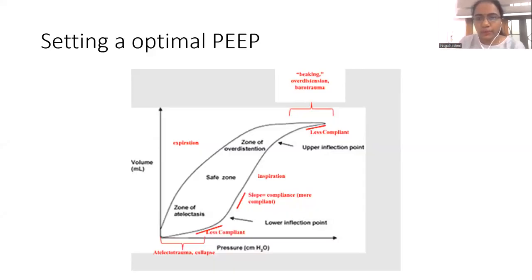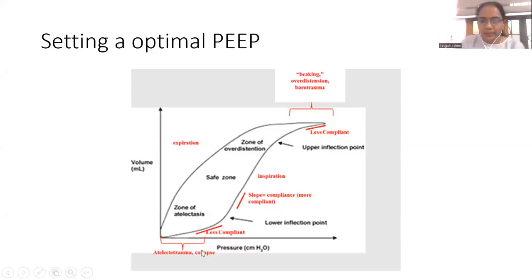So now coming on to the PEEP. Setting up an optimal PEEP. What is a PEEP? PEEP is the application of pressure at the end of expiration to prevent airway collapse. So PEEP is positive end expiratory pressure, where we set up a required amount of pressure at the end of expiration to prevent the collapse of the alveoli.